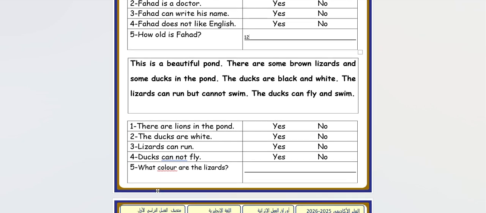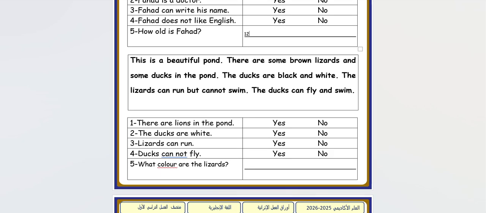Okay, question number 1. There are lions in the pond. Do we have lions in the pond? No, we don't have. So the answer is no. We put a circle around no. Number 2. The ducks are white. We check. Are the ducks white? Yes, they are white. Here we can see the ducks are black and white. So we put a circle around yes. Okay, let's move to the next question.